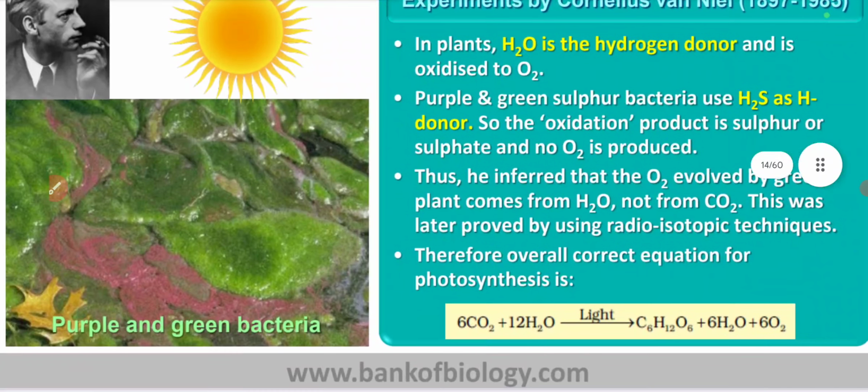So, in plants, H2O is the hydrogen donor and is oxidized to O2. Purple and green sulfur bacteria use H2S as the hydrogen donor, so the oxidation product is sulfur or sulfate and no oxygen is produced. Thus, he inferred that the O2 evolved by green plants comes from H2O, not from CO2. This was later proved by using radioisotopic techniques. Therefore, the overall correct equation for photosynthesis is 6CO2 plus 12H2O gives rise to C6H12O6 plus 6H2O plus 6O2.